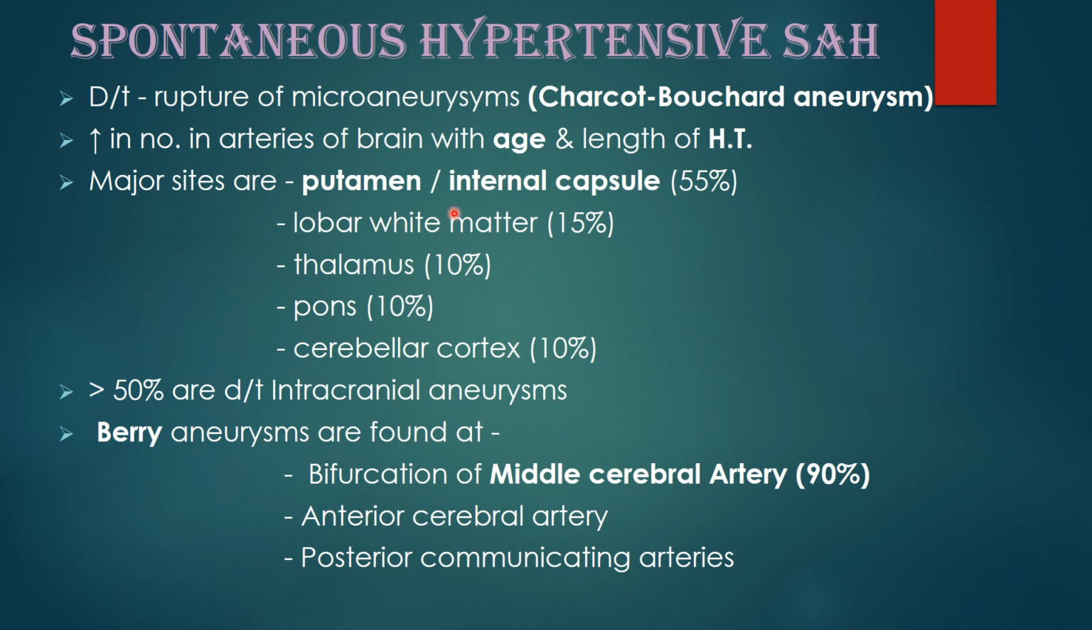Major sites are the putamen or internal capsule in 55% of cases. The other sites are lobar white matter, inside the white matter of the right or left lobe, thalamus, pons, cerebral cortex, etc. 50% of spontaneous hypertensive subarachnoid hemorrhage is due to rupture of aneurysms. Many aneurysms are found at the bifurcation of the middle cerebral artery, in 90% of cases. Rarely it can be found on the anterior cerebral artery or posterior communicating arteries.